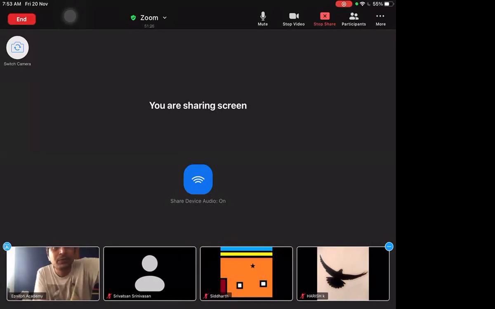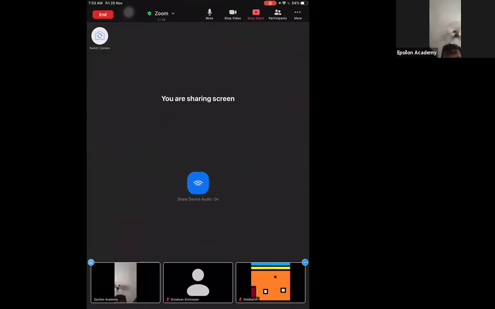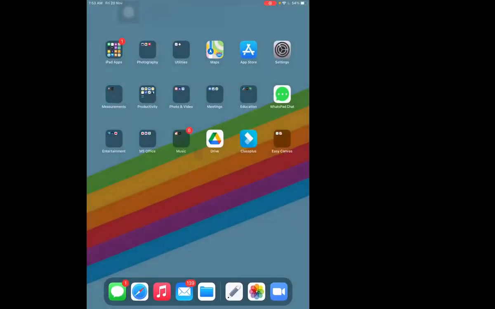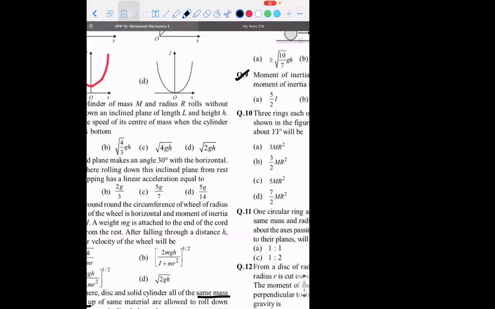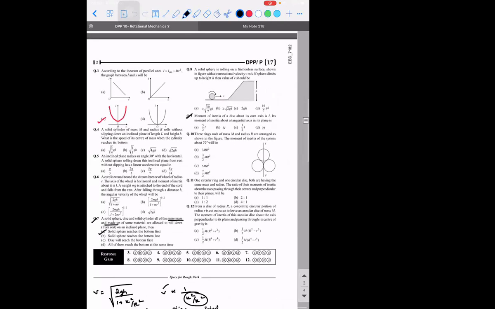So in this problem, you need to apply both the theorems, but what is the priority? Will you apply parallel axis and then go for perpendicular, or vice versa? You will apply perpendicular axis first, and then you should go to the parallel. I hope you all were able to visualize it.